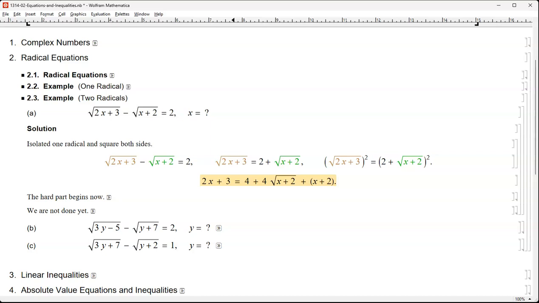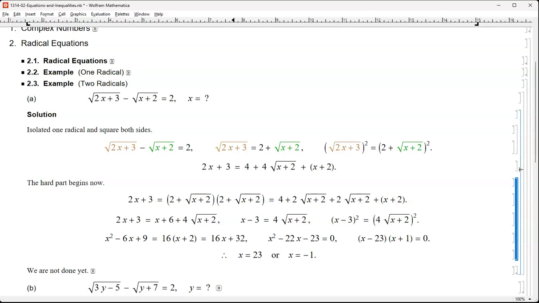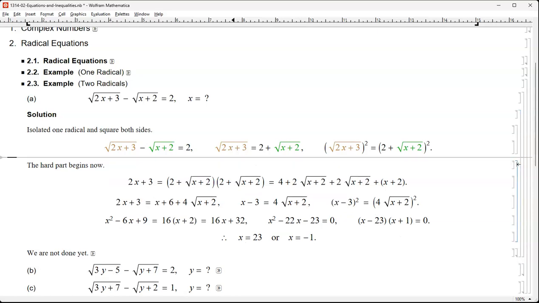So what do we have? We have a one radical equation. The two radical equation was reduced to a one radical equation, and you can go from here. The hard part begins now, I said. And then, yeah, we got up to here.